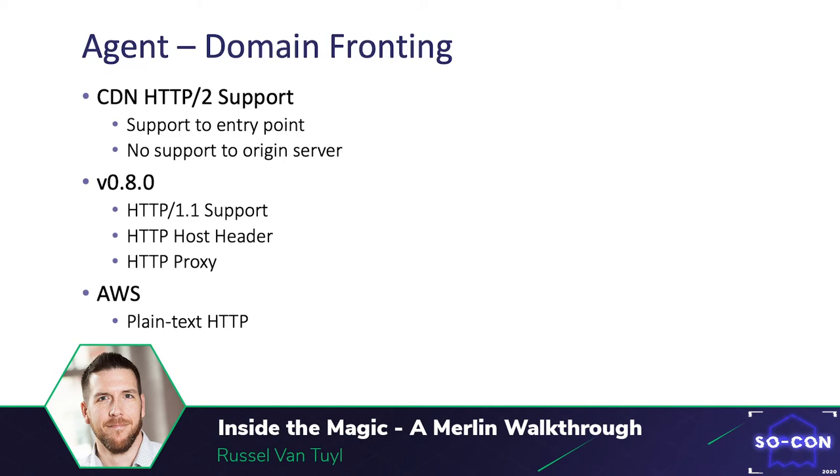Domain fronting can take place over HTTPS for a few number of CDNs. However, Amazon's CloudFront mitigated domain fronting for HTTPS connections, but you can still leverage the technique if you're using plain text HTTP. Depending on your situation, this risk could be acceptable because Merlin uses HTTP payload encryption through the encrypted JWE messages we talked about earlier.